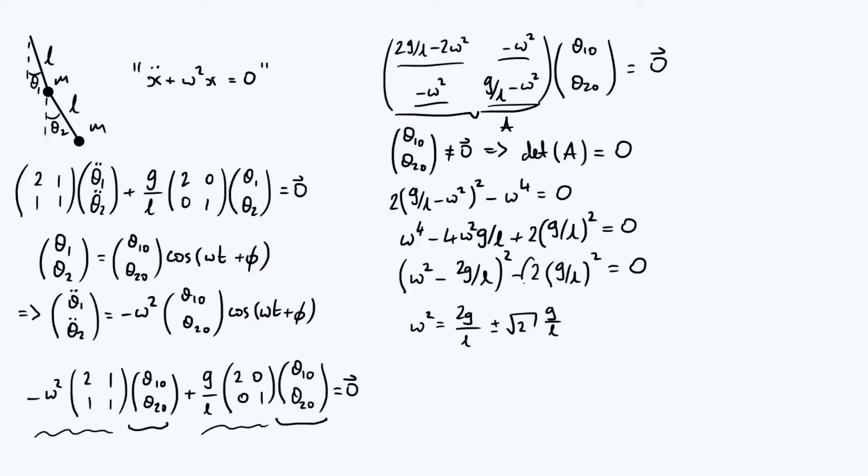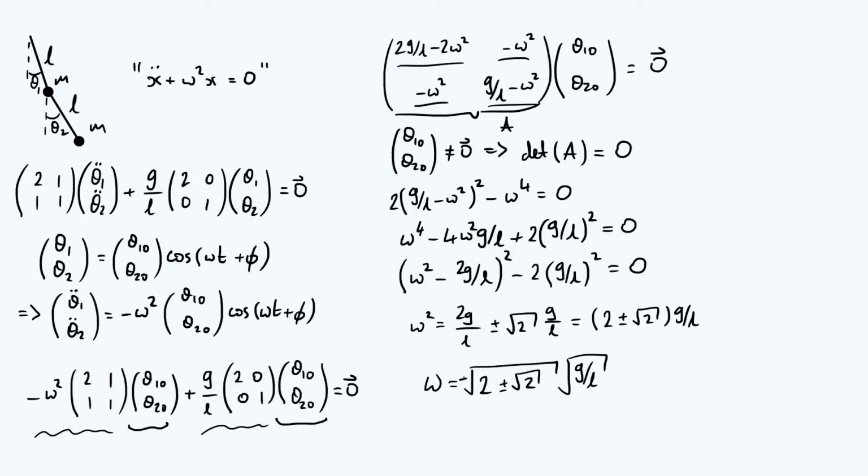The square root of 2 comes from rooting that term there. Now, conveniently, you can factor out g over L. I guess it has to be that way dimensionally anyway, but there we go. So we can factor that out and get 2 plus or minus root 2 times g over L. Now, if I take the square root of the whole thing, then I find that omega itself is going to be this interesting, kind of nice looking number, the square root of 2 plus or minus root 2 times the square root of g over L.